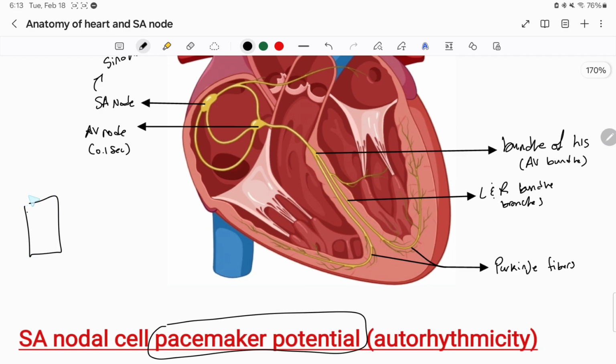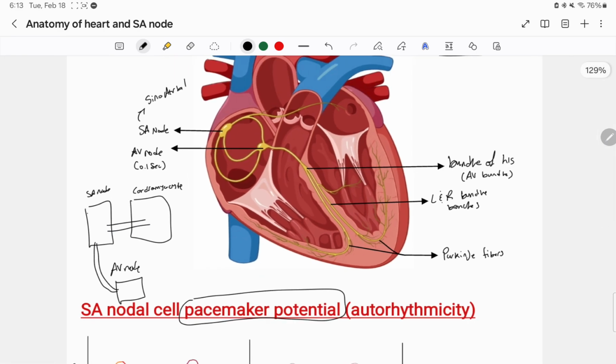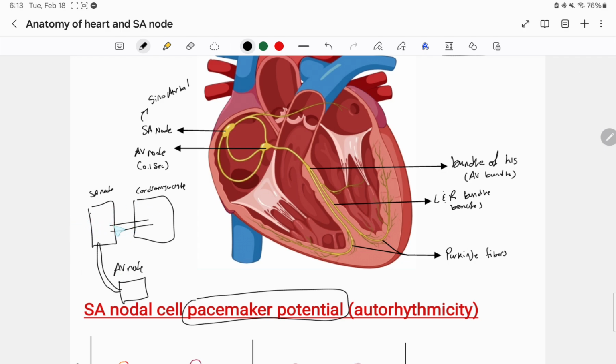So let's say this right here is an SA node cell, okay? And this right here is a cardiomyocyte, okay? And this right here is the actual AV node cell, right here. There are gap junctions between this guy, there are gap junctions between that guy, okay? So you can see how, and this is a rather simplified view of it, there are gap junctions between all of these guys, okay?